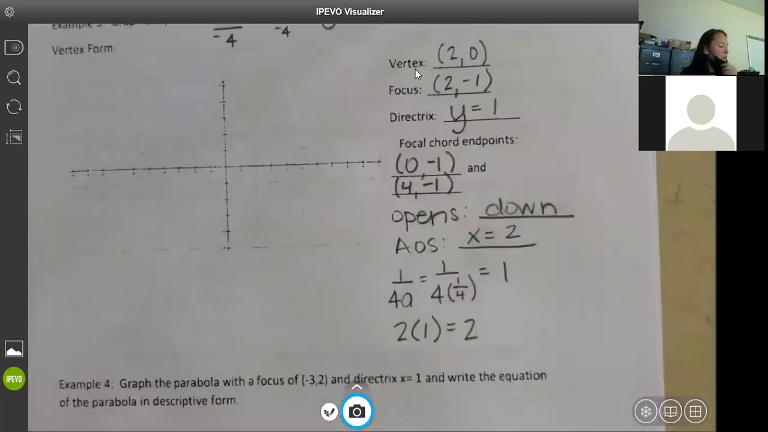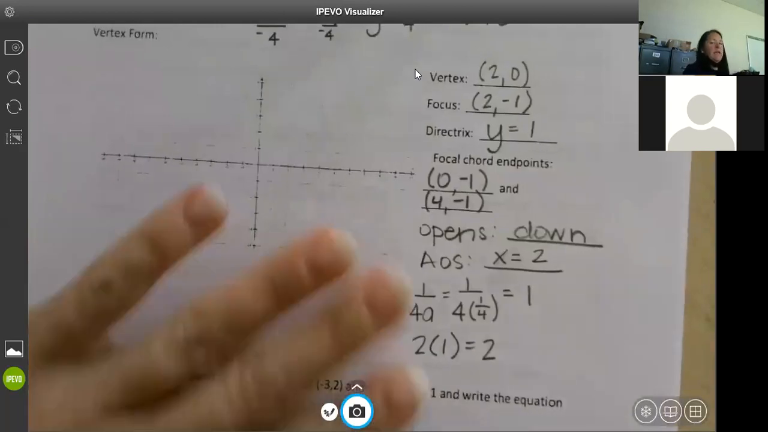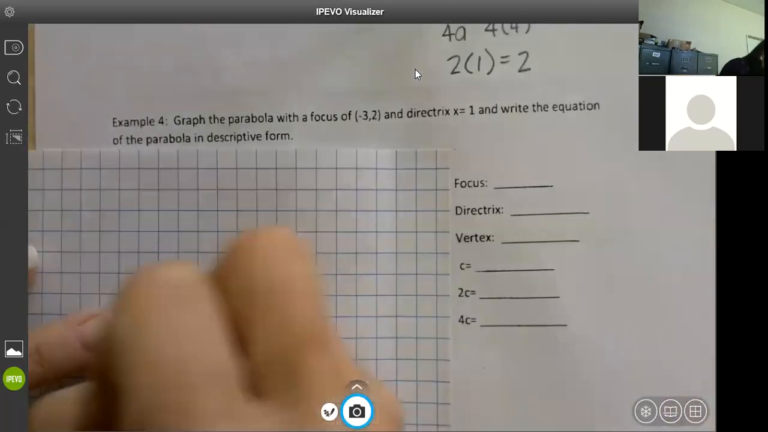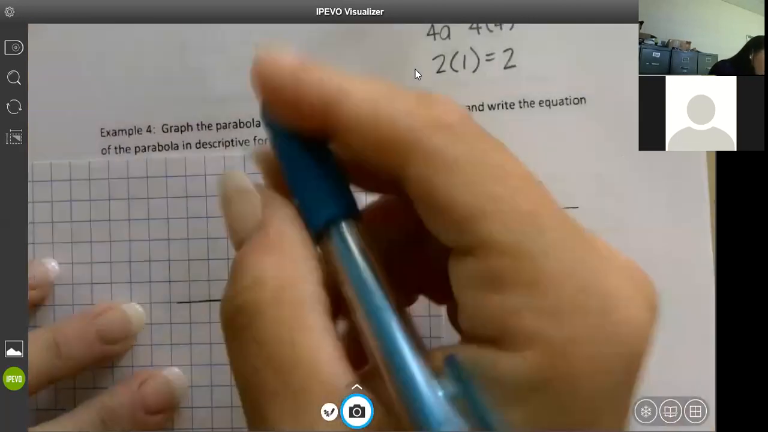Okay. Last one, give the parabola with a focus of -3, 2 and directrix x equals 1. So this is the equation one. And again, I'm going to do graph paper so you guys can see. I like to use the graph paper because it makes it easier. There is an algebraic way to do it with that 4C on the front or whatever, but I don't need all that. Okay. So we're going to graph. Like I said, it's much easier just to graph it.